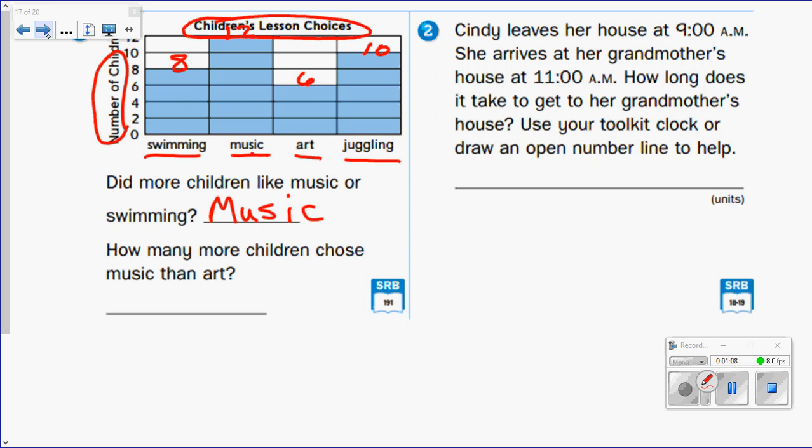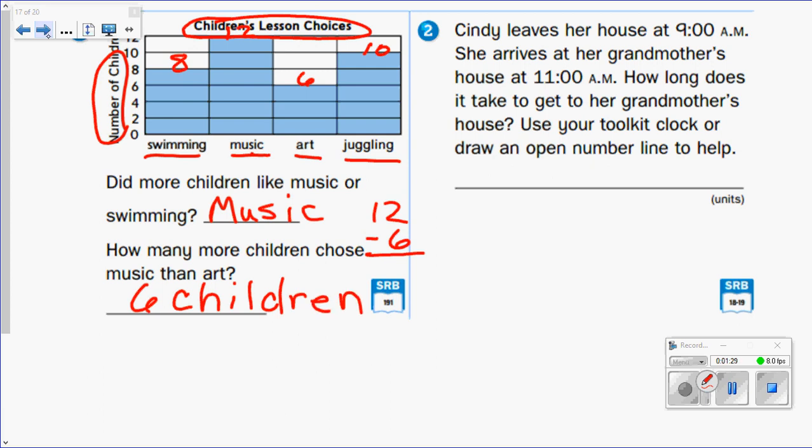than swimming. It says, how many more children chose music than art? Well, music I had 12, and art I had 6, so if I'm looking for a difference in those two numbers, I would have 6 children. We always put down our units so we know what we're talking about.